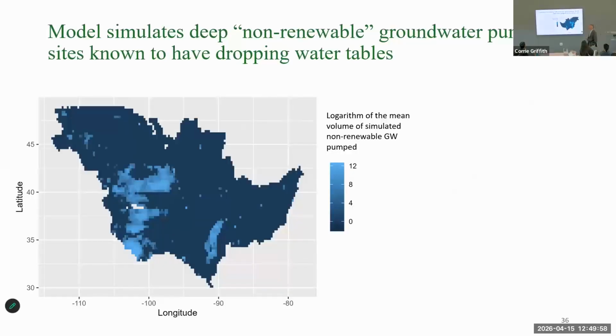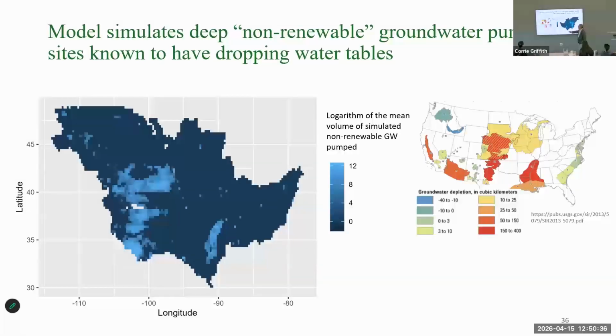So currently, to be very honest, the hydrological model does not really have a reasonable representation of surface water-groundwater interactions, right? But we are lucky. For some reason, we found the results are not very disappointing. So this one basically shows the non-renewable groundwater pumping. You can see in this region, we have large values, right? Fortunately, it is somewhat consistent with the USGS measurement.